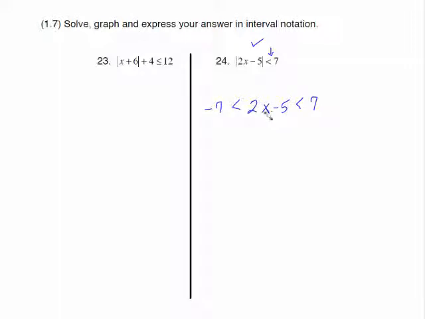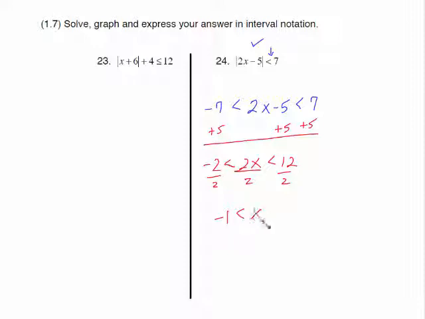To solve an inequality like this, you want to start inside here so that you get the x alone. So let's add 5 to all three places here, which gives me negative 2 less than 2x, which is less than 12. Still working here to get the x alone, so we divide everything by 2, which gives us a solution of negative 1 less than x, which is less than 6.